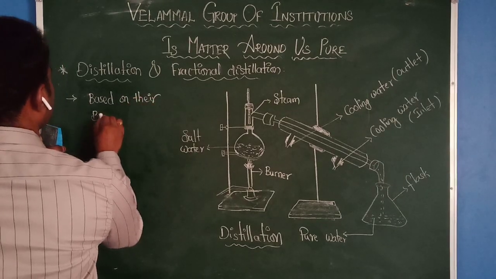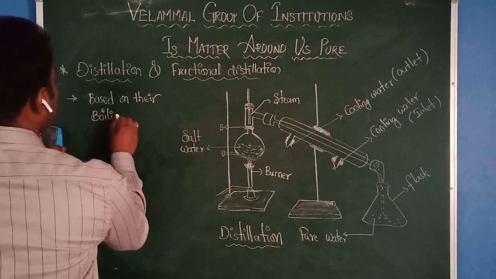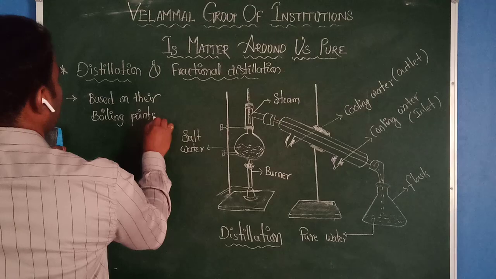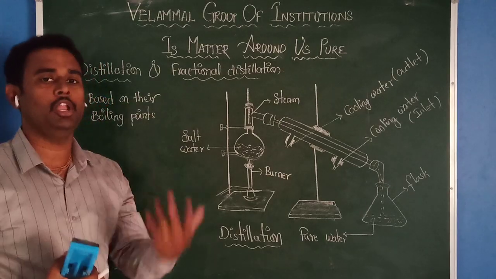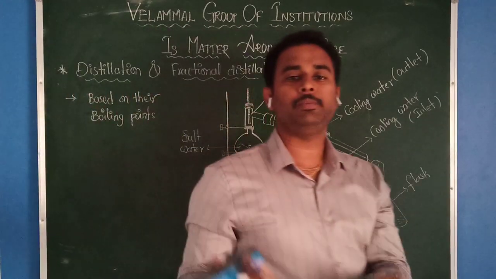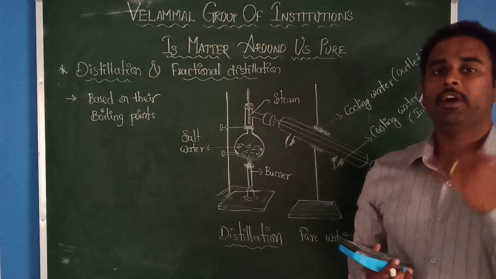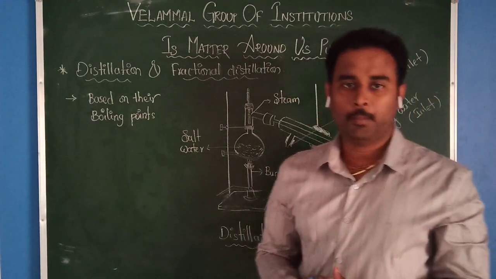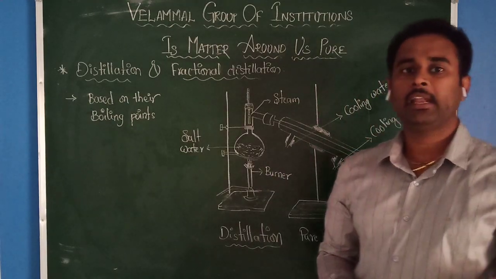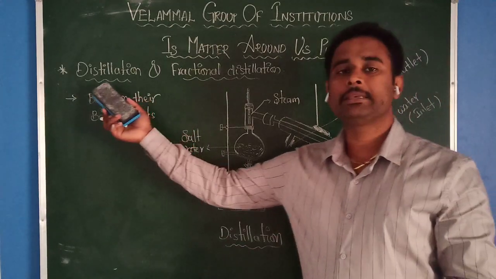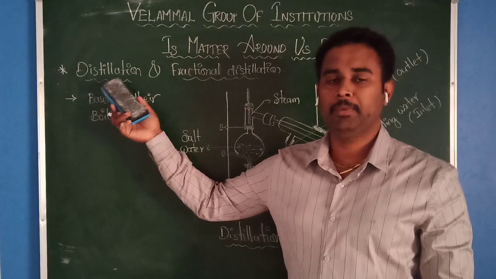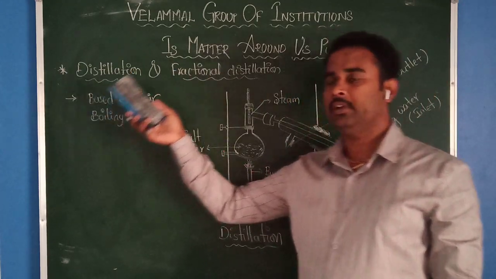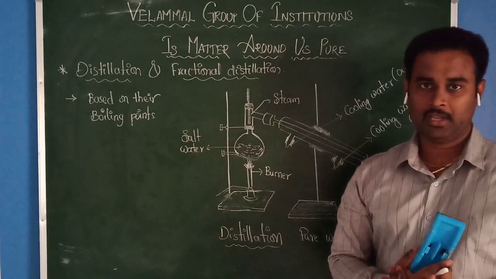boiling points. That means each and every compound has its respective boiling point. When there is a difference between the boiling points of the respective compounds, then we can use the technique that we call simple distillation. Let us first discuss what distillation is. Afterwards we will discuss fractional distillation.